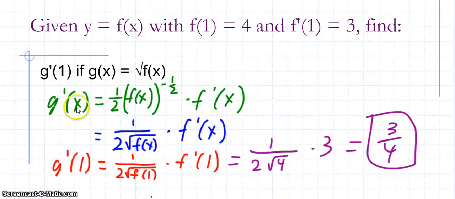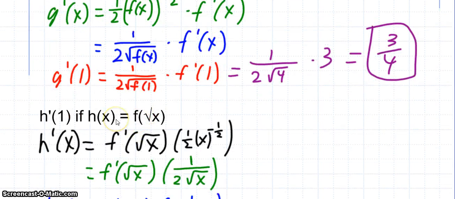That's it. So the derivative of g of x is going to be do the chain rule. So derivative of the outside, bring the 1/2 down, inside stays the same, subtract 1 from the exponent, times the derivative of the inside, so f prime of x. I simplified a little bit, so this becomes 1 over 2 root f of x times f prime of x. But now I'm trying to find g prime of 1. So then I plug in 1. So f of 1 is 4, and f prime of 1 is 3. So I end up with 1 over 2 root 4, but root 4 is 2, 2 times 2 is 4, times 3, 3 over 4.